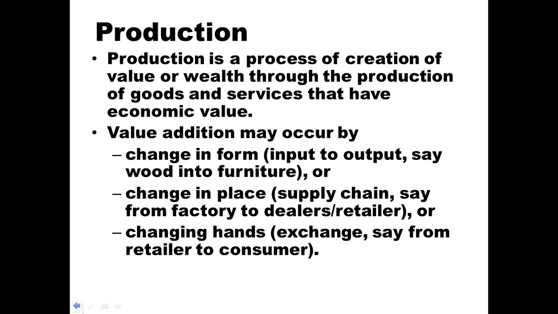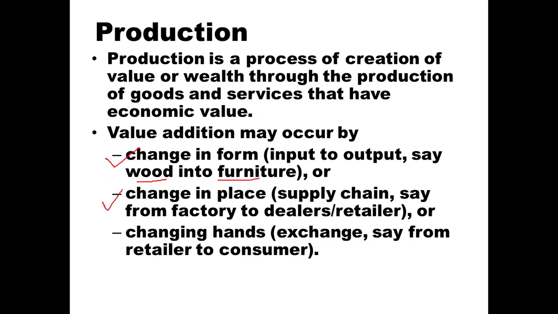So how do you create this utility or value in the process of production? That you can do by changing the form of the product, like changing inputs into outputs. For example, changing wood into furniture, changing iron and steel into a car or building. So by changing form, you create value, you create utility in the product. This is the first process.